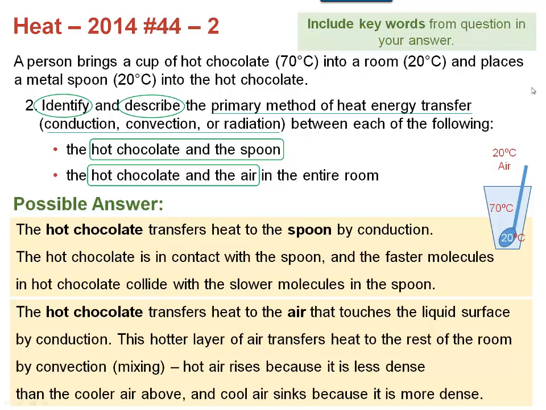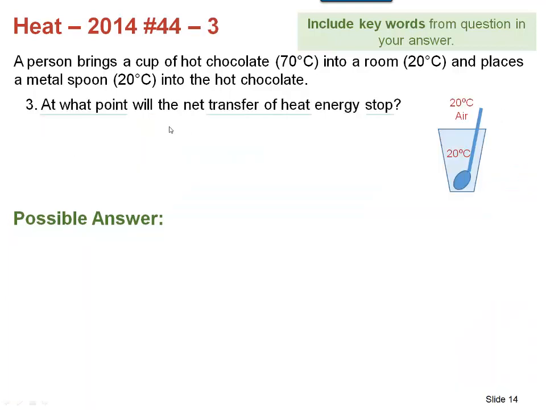Hot air rises because it's less dense than the cooler air above, and the cool air sinks because it's more dense. And this keeps on going, this process of rising and falling. So at what point will the net transfer of heat energy stop?